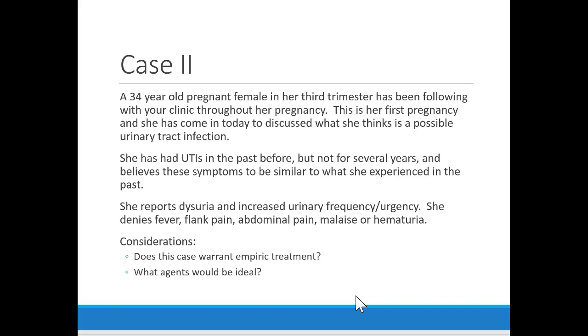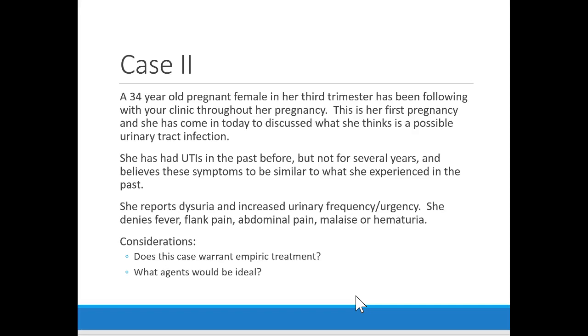Case 2, we've got a 34-year-old pregnant female, 3rd trimester. You can read the rest on your own here. So our considerations: does this case warrant empiric treatment, and what agents would be ideal? When it comes to urinary tract infections, in the general population, we do not treat infections that are asymptomatic. We let them clear on their own. There's colonization, there's bacteria there, but it's not causing symptoms, no need to treat it. In pregnant women, we do because of the risk of vertical transmission.